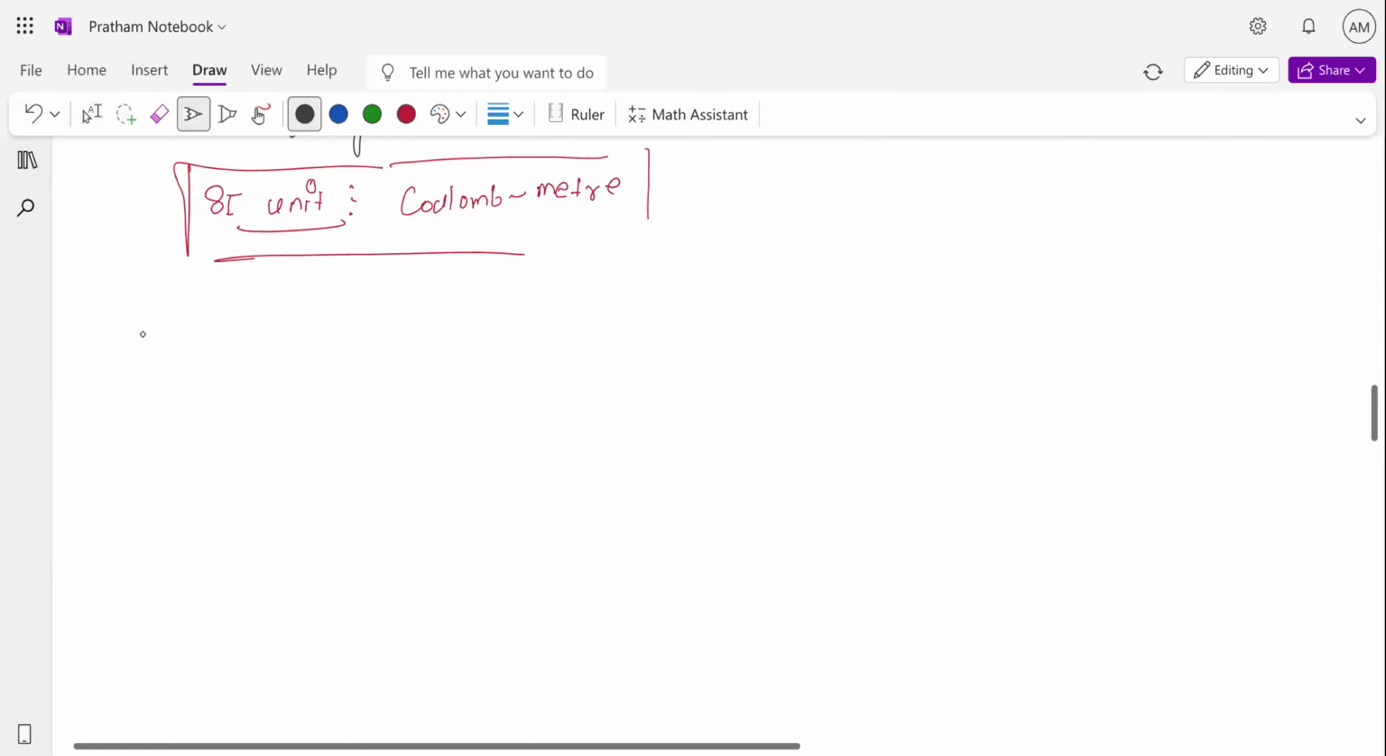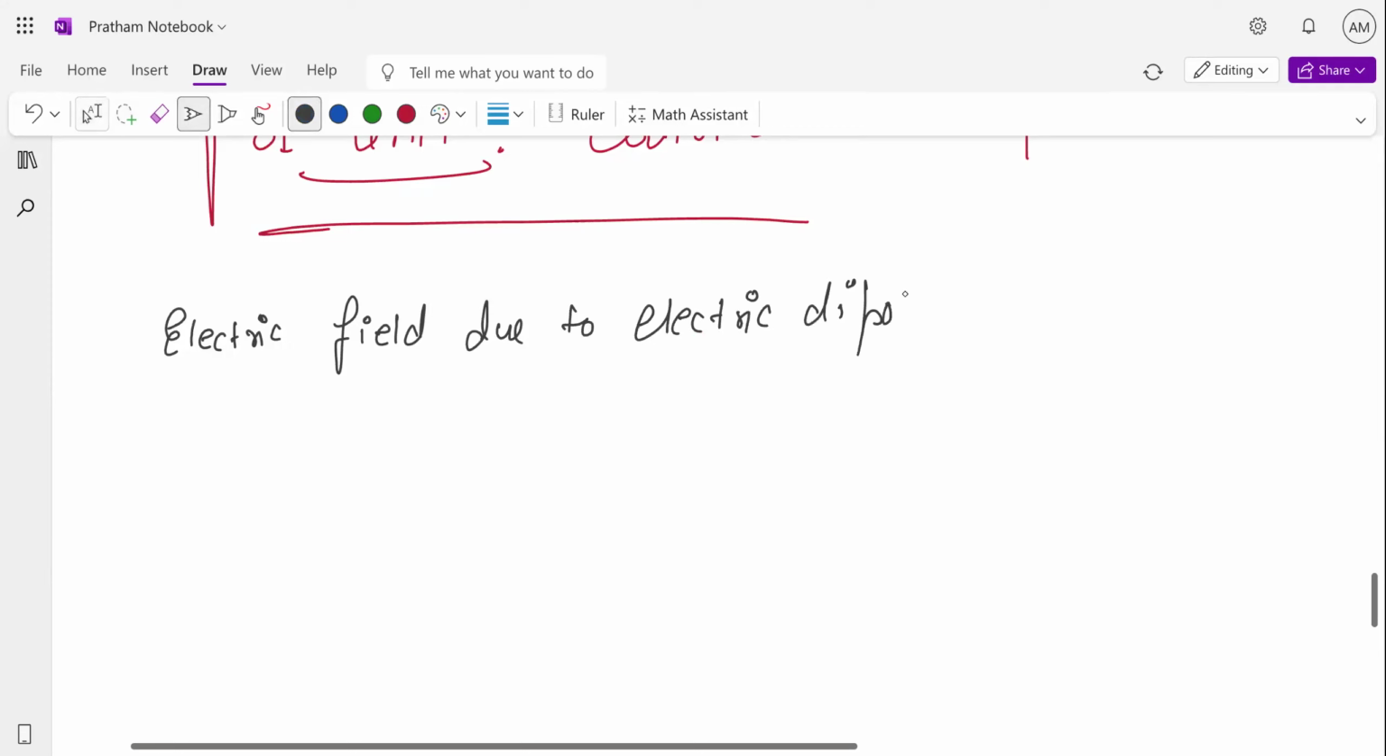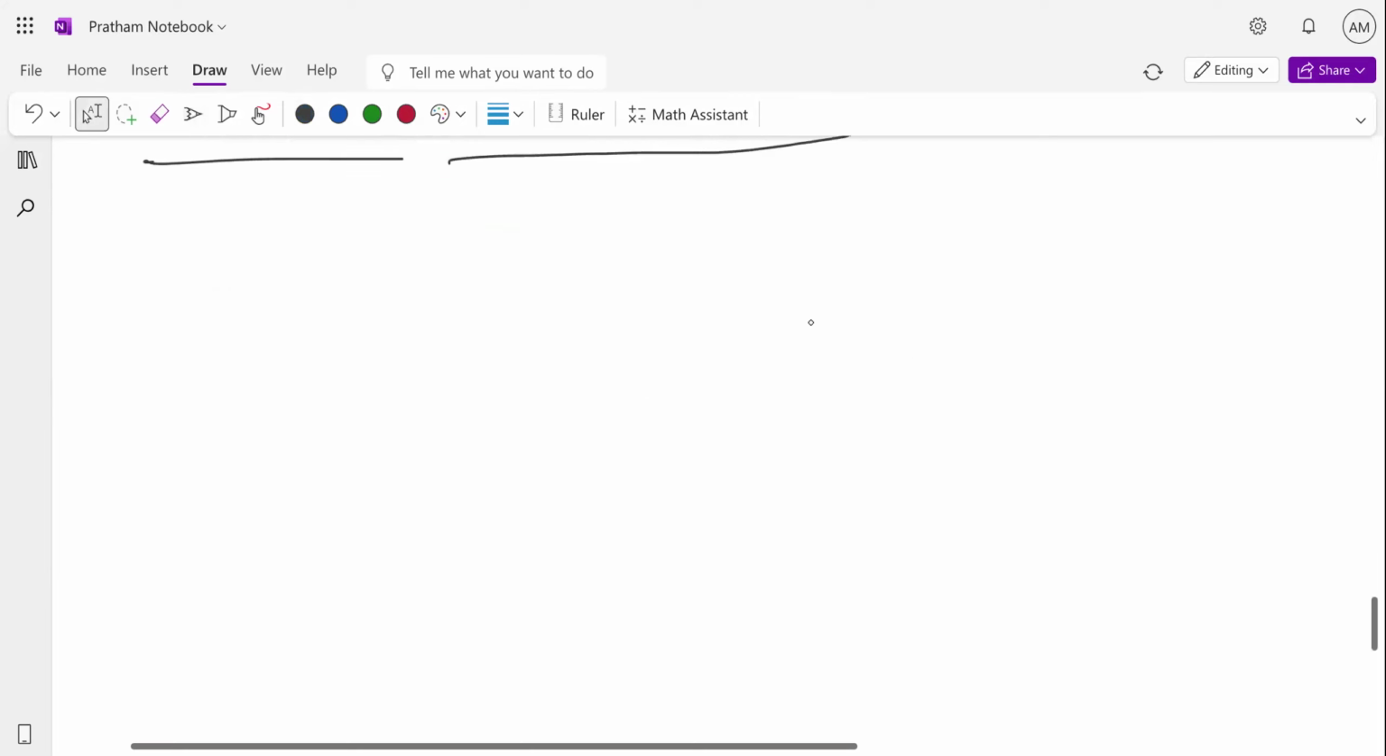So the topic will go as electric field due to electric dipole. Okay. So first we will be calculating the electric field due to dipole on the axis. Clear?